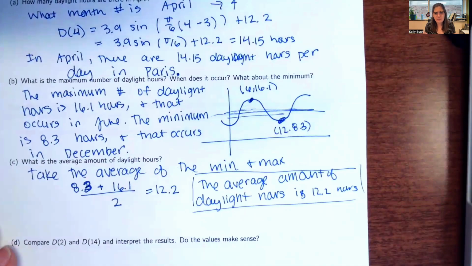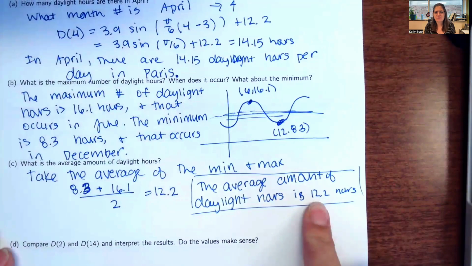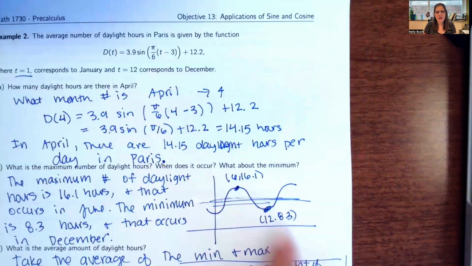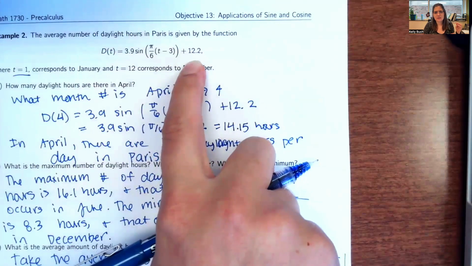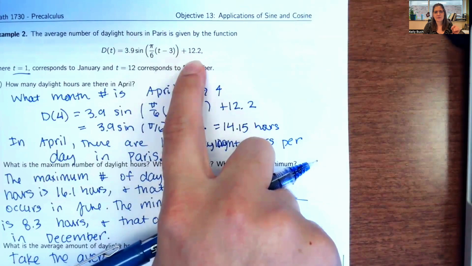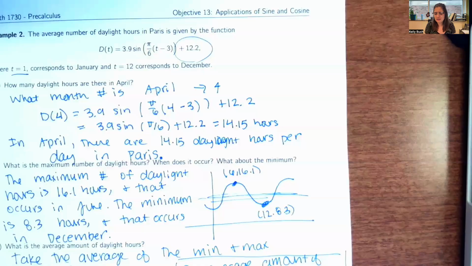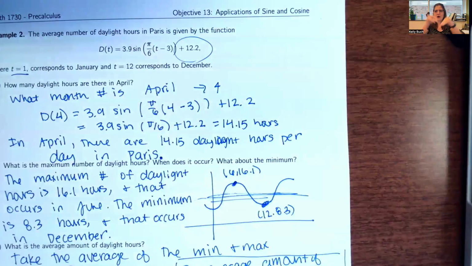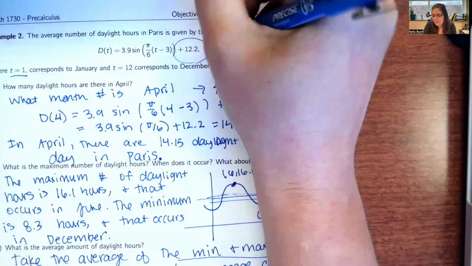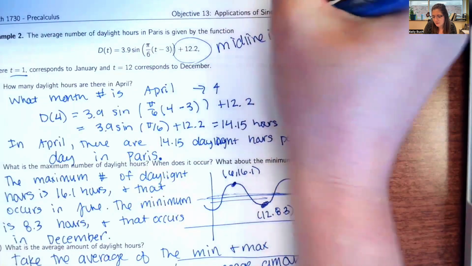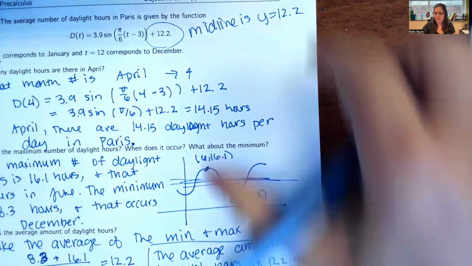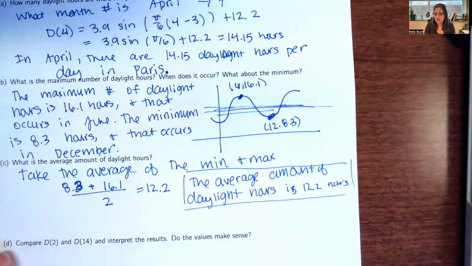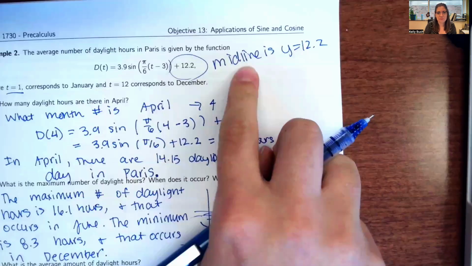There's one other thing that you might notice here. Maybe you see this number 12.2 and go, hold on, haven't I seen that number before? And that's the same number there. If we think back to the previous objective, and we think about the different translations, this plus 12.2 was going to move my graph up 12.2, and that represented the midline of the graph. And the midline should also be the average. Like if I go up and I go down and then the midline is in the middle, then that should be the average amount.